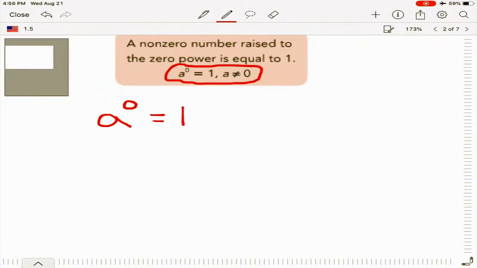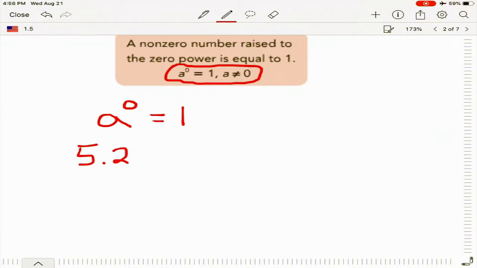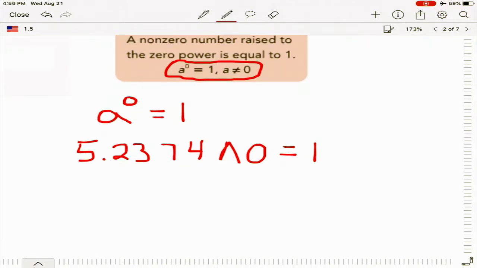So right now with your calculator, go ahead, pick any number you want. 5.2374, and then remember, caret top, that means exponent, 0, and you'll get 1. Make up another number. Decimals, fractions, negative numbers, it doesn't matter, it will always equal 1. Just one little catch. If you do a fraction or a negative, you have to include the parentheses.